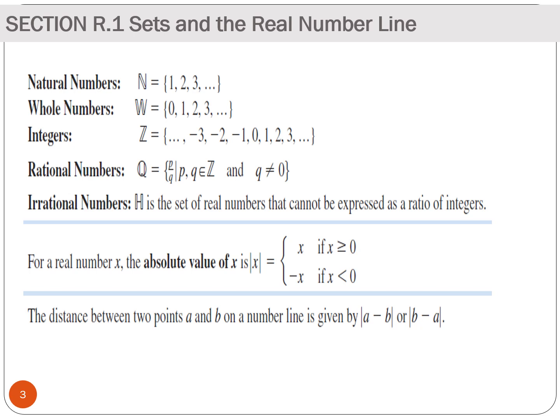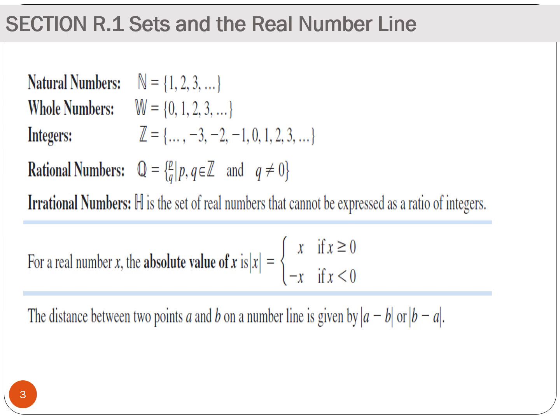The set of rational numbers, we use Q for that, is the set of fractions. Any number that can be written as a fraction has the form P over Q, where P and Q are integers, and Q does not equal 0. We cannot divide by 0, so any fraction will have this form, P over Q, with Q not equal to 0.